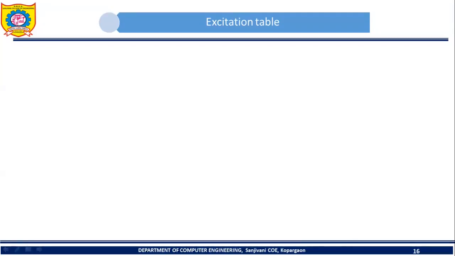Now let's discuss the next topic. The name of the topic is excitation table. You are already familiar with one type of table, that is the truth table. You used the truth table while designing combinational circuits. Now, while designing sequential circuits, excitation tables are very important.